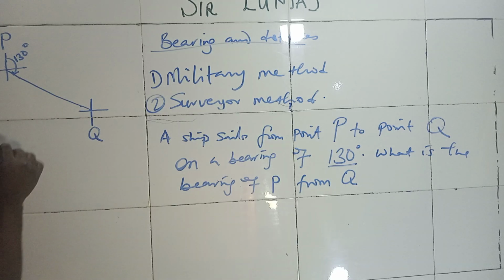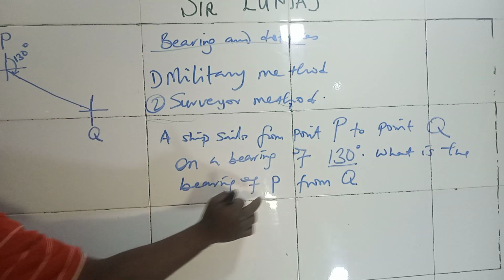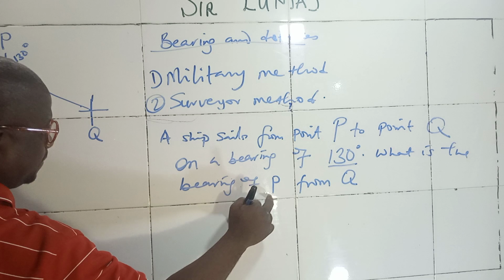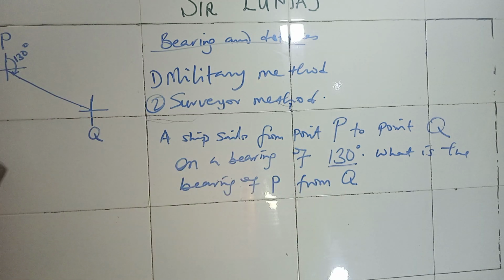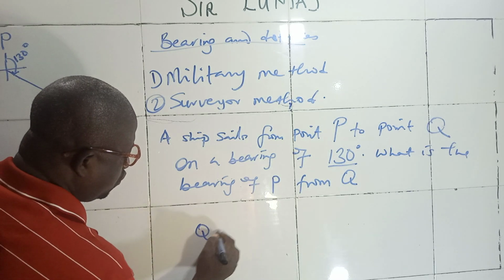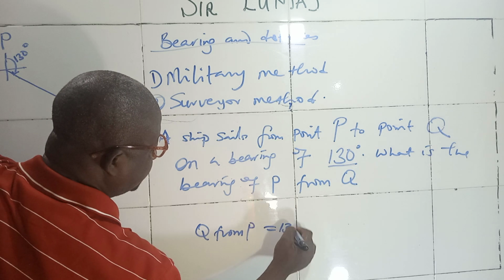Now they said, what is P from Q? Then I have to go to the north of Q, because that's the question. What is the bearing of P from Q? They have given me Q from P is equal to 130 degrees.